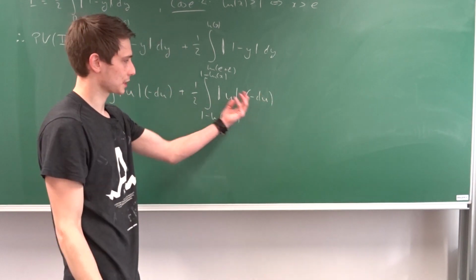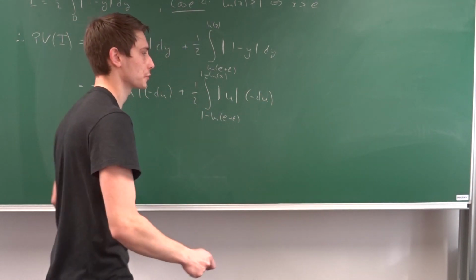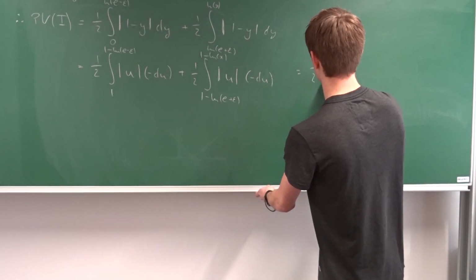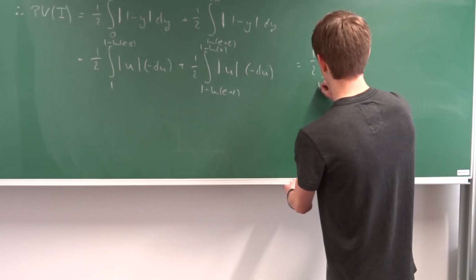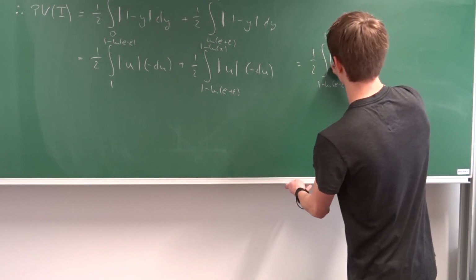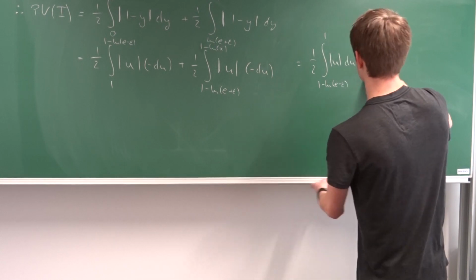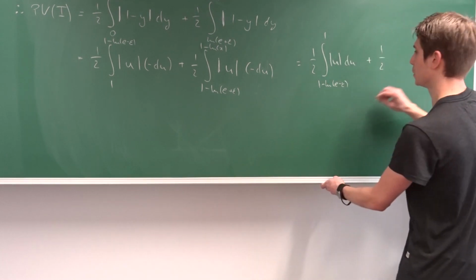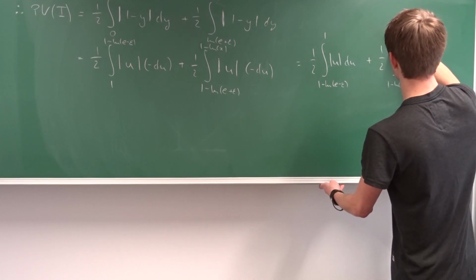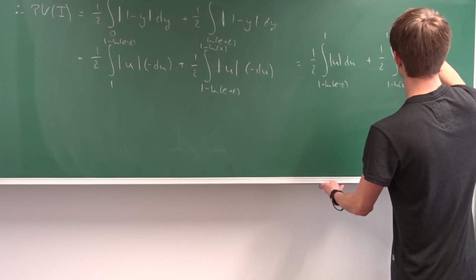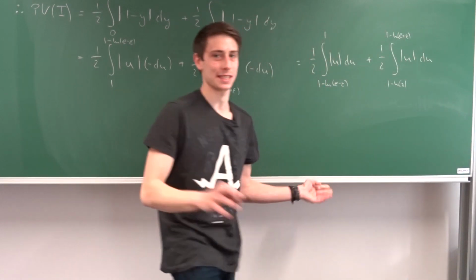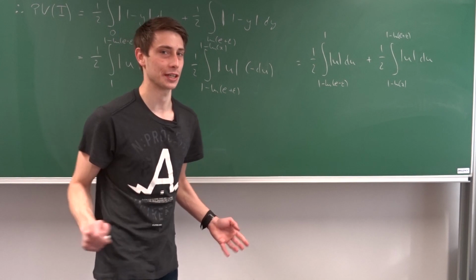Okay, we can bring this minus to the outside and change the order of integration. Let me do this real quick. This is now just 1/2 times the integral from 1 minus ln of e minus epsilon to 1 of the absolute value of u du, and then positive 1 over 2 the integral from 1 minus ln of x to 1 minus ln of e plus epsilon of the absolute value of u du. I hope that's not too boring. It's a lot of writing this time.